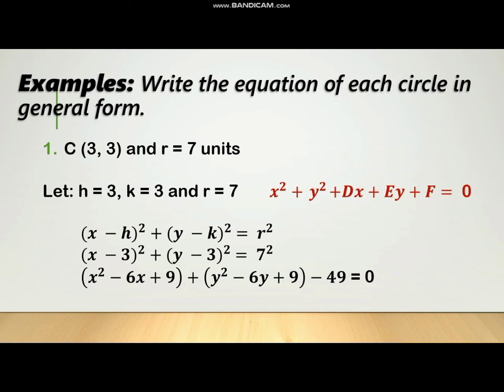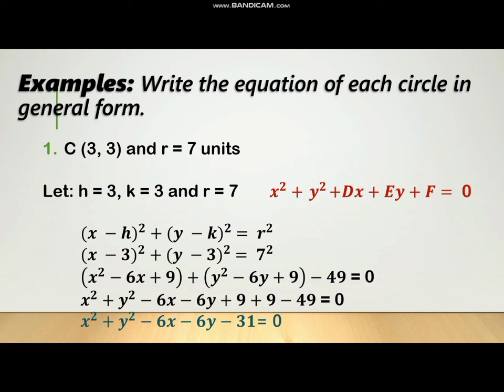So, sundan na natin yung pattern. So, mauuna ang x squared, susundan ng y squared, followed by x. So, we have negative 6x, followed by y, which is negative 6y. And then, yung f, yung tatlong constant, 9 plus 9 minus 49, equals 0. So, combine nyo lang yung tatlong constant. 9 plus 9 is 18 minus 49 equals negative 31. So, the final answer or the general form is x squared plus y squared minus 6x minus 6y minus 31 equals 0.